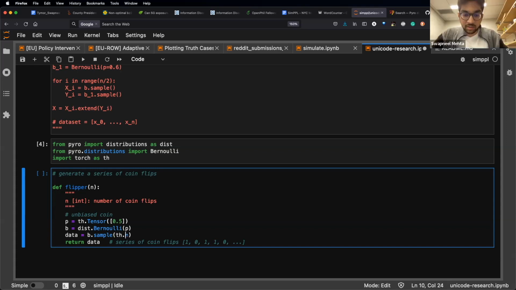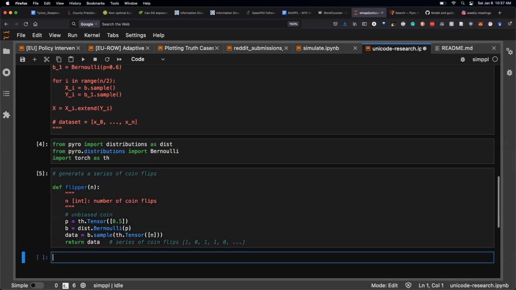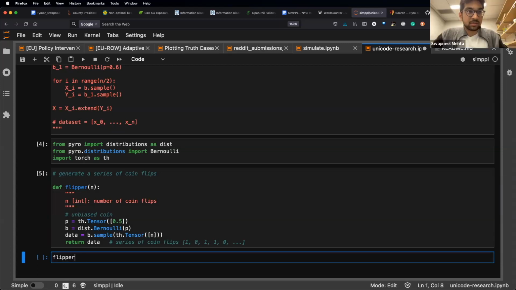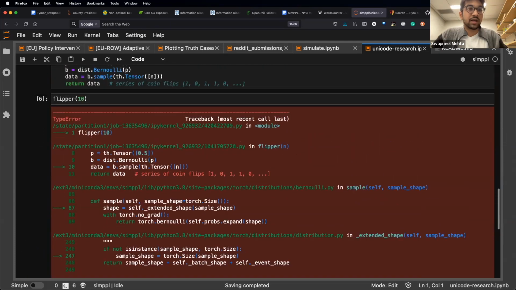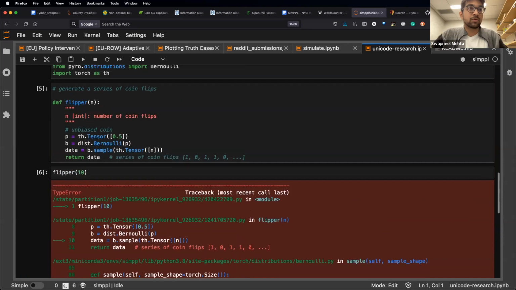Maybe I need a th.tensor here. I'm not sure, but I think I do. I think that should work, right? Okay. Let us see if flip of 10 gives us the results we need. We do not have the results. It takes an iterable of int. Oh, cool. Okay.